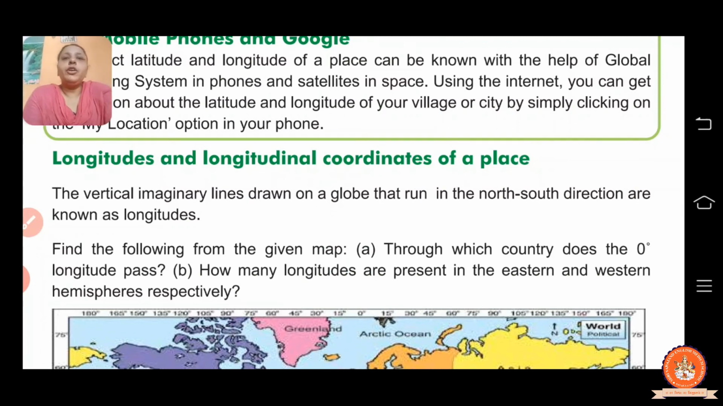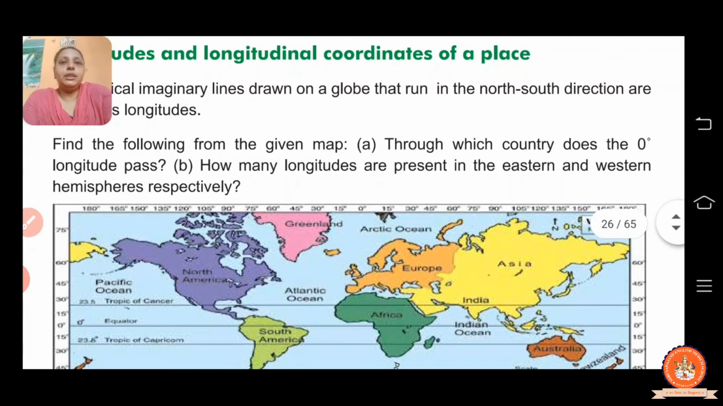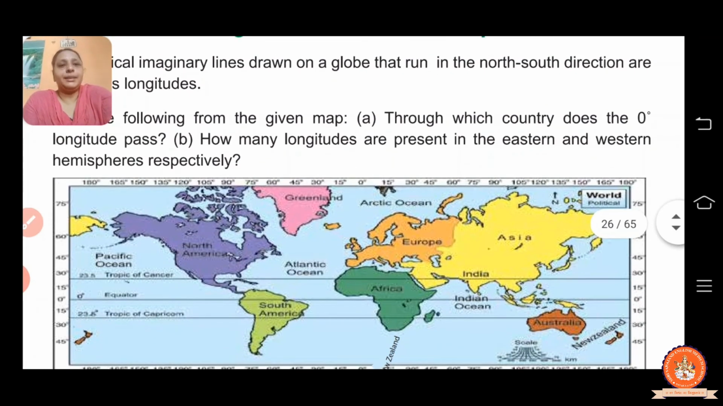Okay, the longitudinal coordinate of a place. The vertical imaginary lines drawn on the globe that run in the north to south direction are known as longitude. The up to down imaginary line is a longitude. Okay, so find the following on the map. Through which country does the 0 degree latitude pass? Okay, from the map.